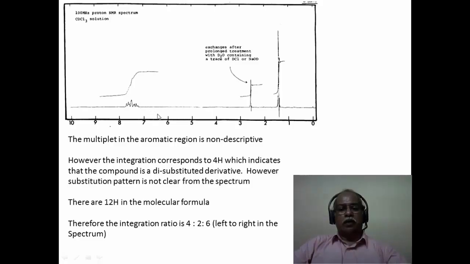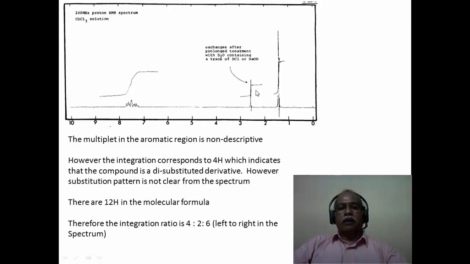disubstituted or para disubstituted. So the integration ratio 4:2:6 going from left to right: this multiplet is 4 hydrogen, this is 2 hydrogen and this is 6 hydrogen. This is the information we can get from the proton NMR spectrum. This is an enolizable hydrogen, so it could be that it is adjacent to a carbonyl functional group.